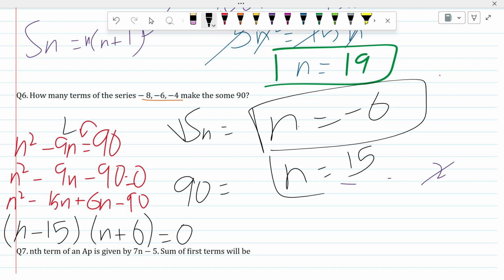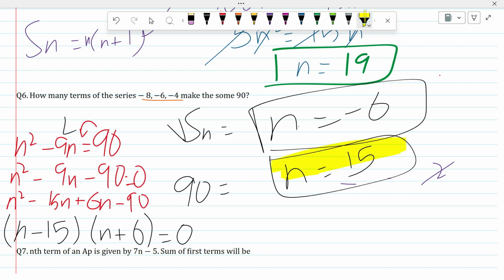15. Now 15 here is the correct value, and this is the correct value because we know that number of terms can never be negative. So how can this be minus 6? Definitely the answer is gonna be 15.